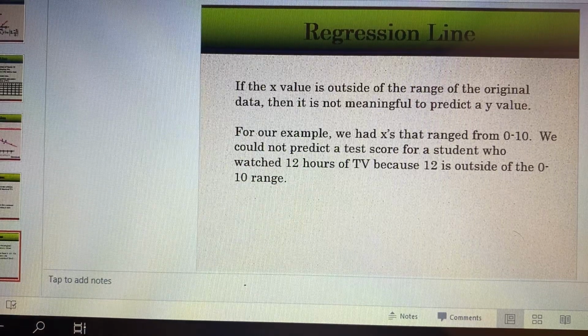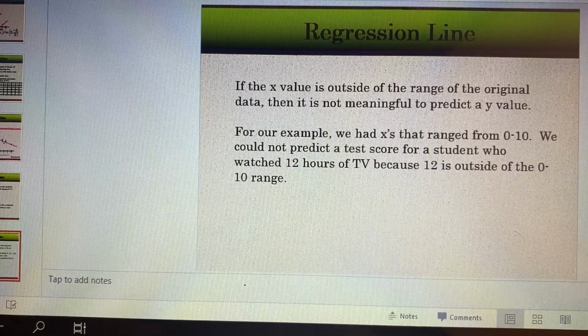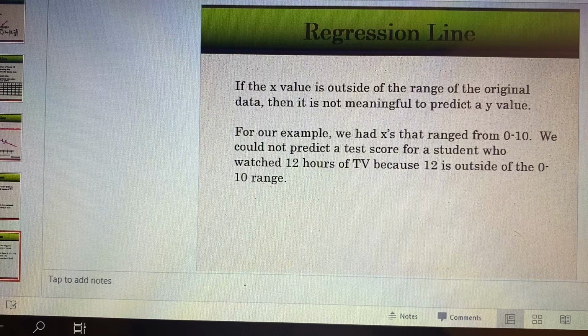One thing to note is that if the x value that you're trying to substitute into the equation is outside of the range of the original data, then it's not meaningful to predict a y value. So for our example that we just had, our x's ranged from 0 hours of television to 10 hours of television. So we couldn't predict a test score for a student who watched 12 hours of TV because 12 is outside of that range of 0 to 10. So we don't know if the pattern continues outside of the range that we use to create the equation. You can only substitute X's from 0 to 10.